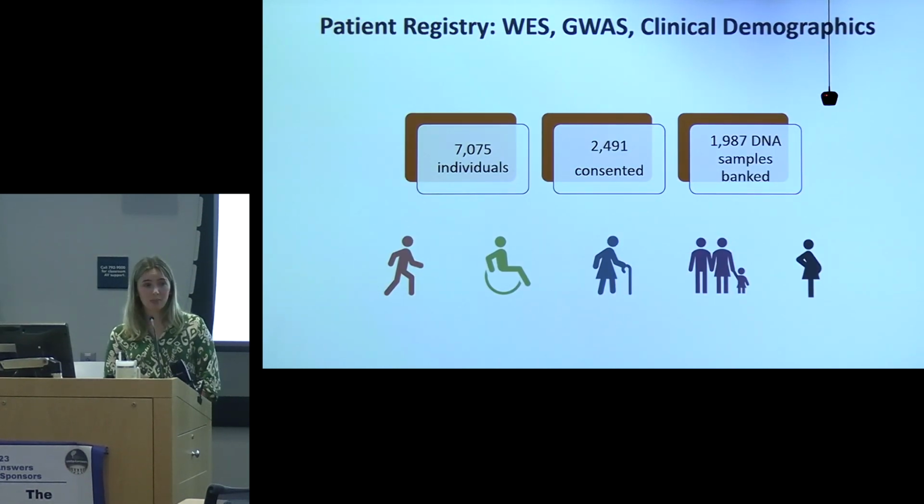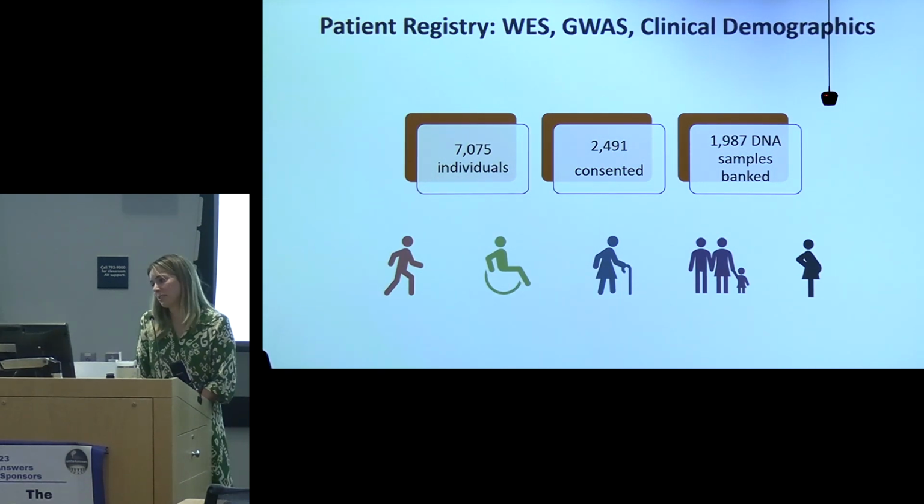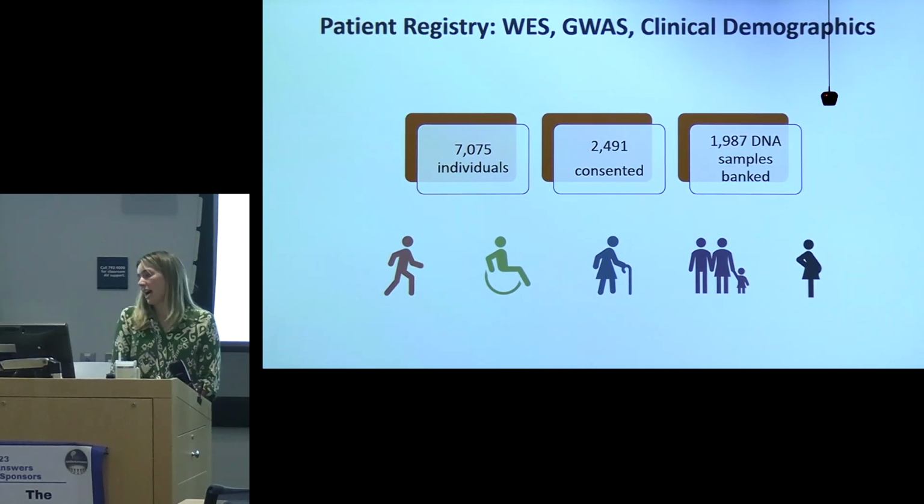So to get those 198 patients, we developed a patient registry. This was for genetics, but also to look at some clinical things. We've had over 7,000 patients fill out the pre-study questionnaire, which is awesome. And we've consented almost 2,500, and we have almost 2,000 DNA samples right now banked in our lab.